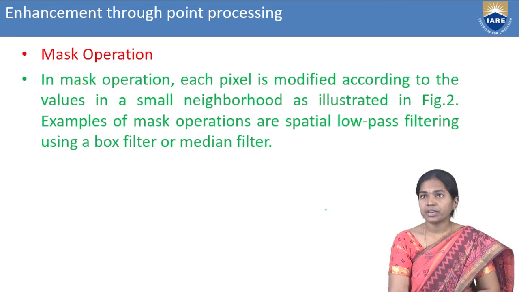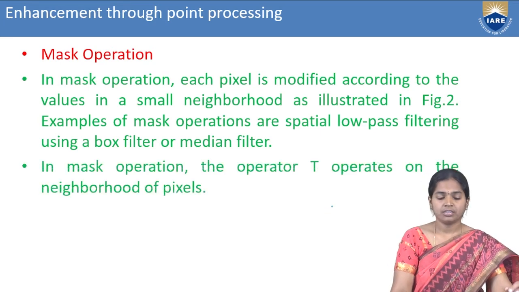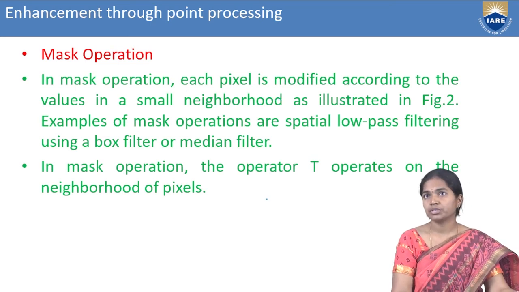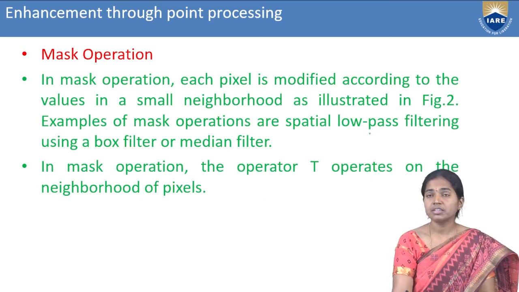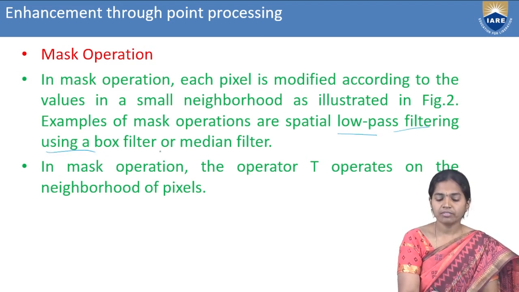And mask operation. In this mask operation, each pixel is modified according to the values in a small neighborhood. Examples of mask operations are spatial low pass filtering, using a box filter or median filter.